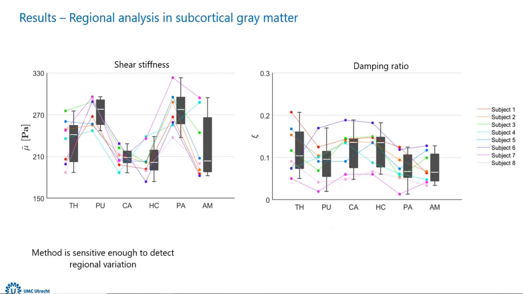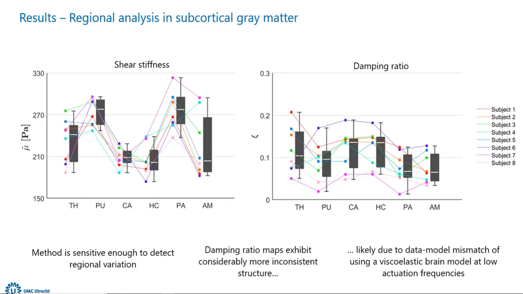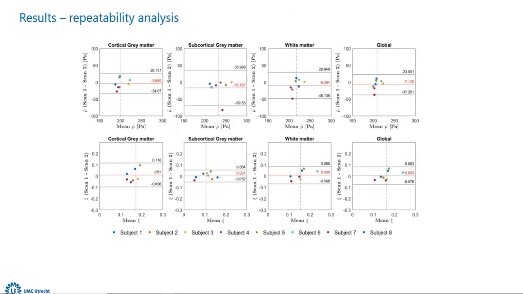But what we concluded is our method is indeed sensitive enough to detect the regional variation, but the damping ratio maps exhibit considerably more inconsistent structure, which is likely due to data model mismatch of using a viscoelastic brain model at this lower actuation frequency of 1 Hertz. And so we performed this repeatability analysis.